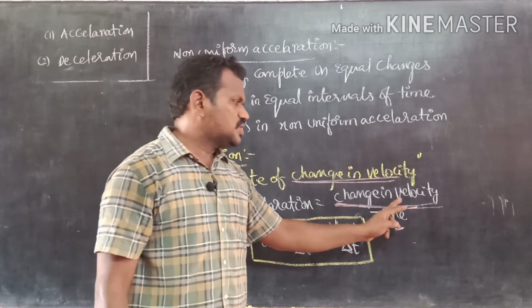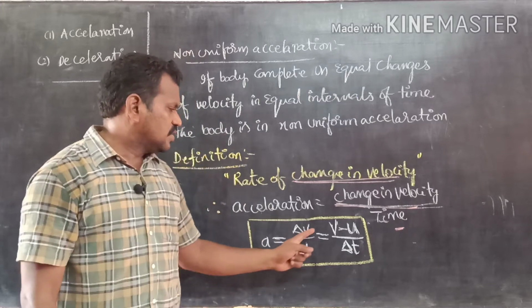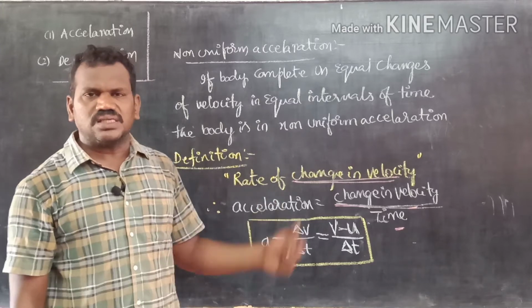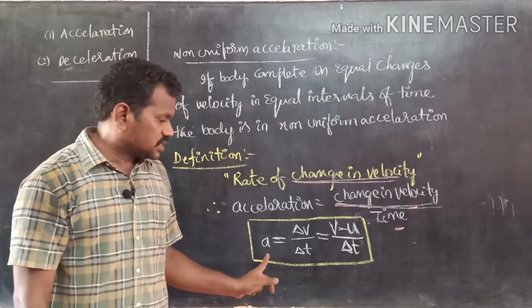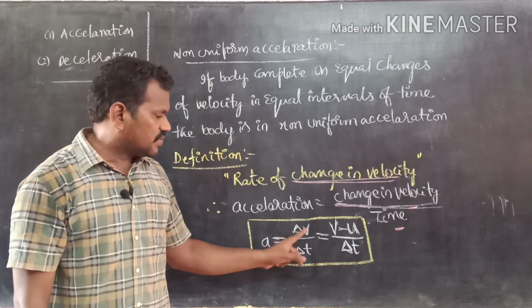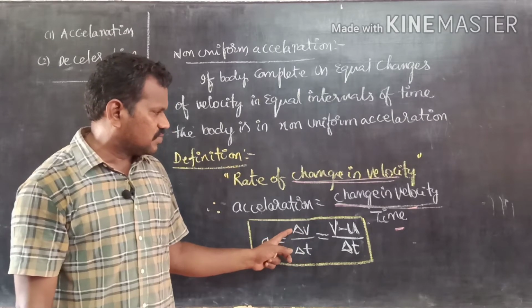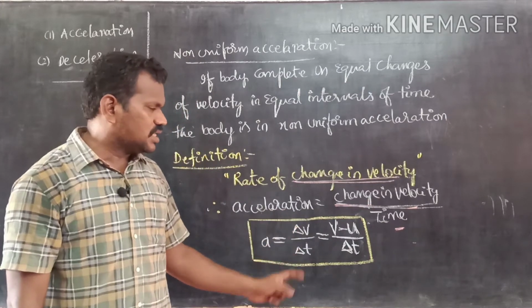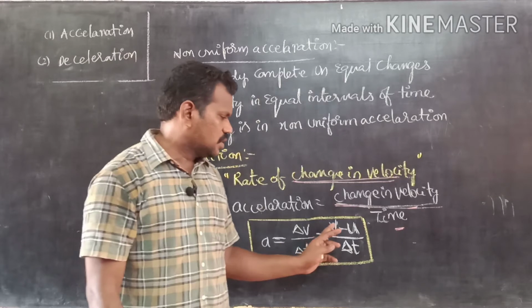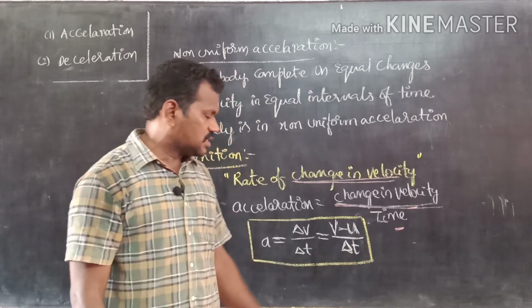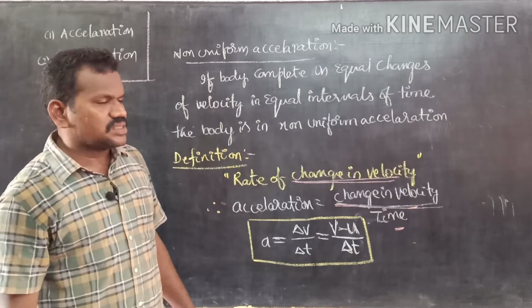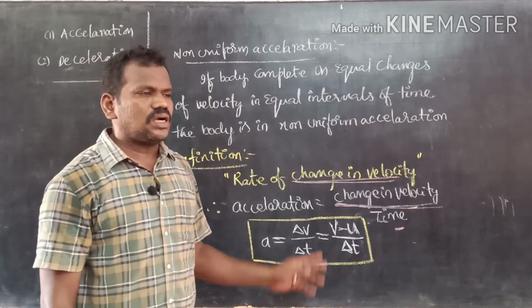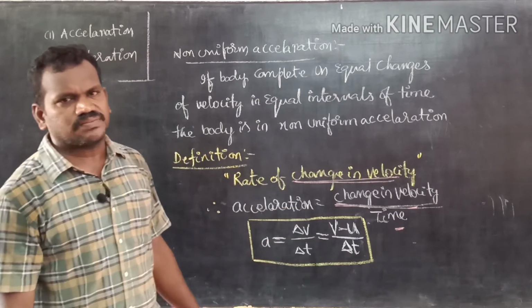We already know change in velocity is nothing but final velocity minus initial velocity, as we said earlier. So acceleration a is equal to delta v by delta t. Why delta v? It is nothing but the change of velocity. Delta v by delta t equals (v minus u) by delta t. Let us now discuss the units of acceleration and the meaning of deceleration.